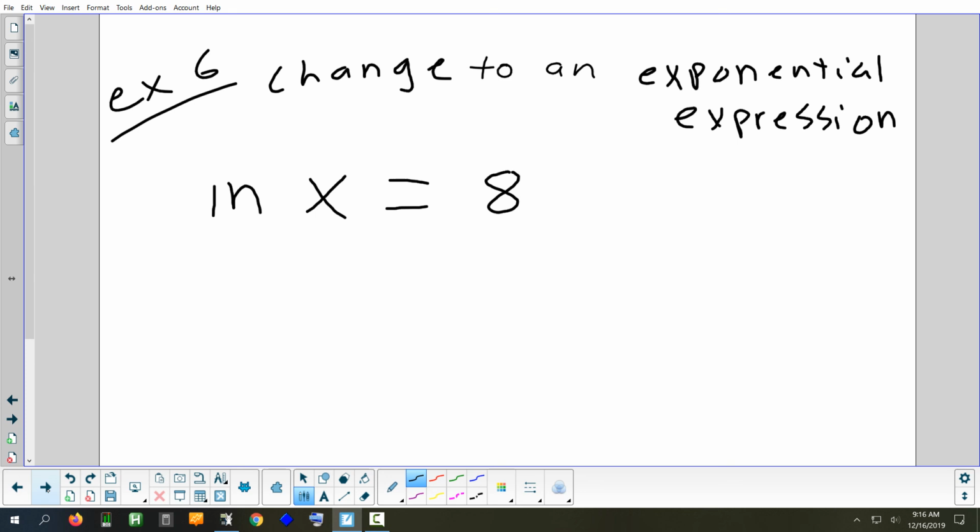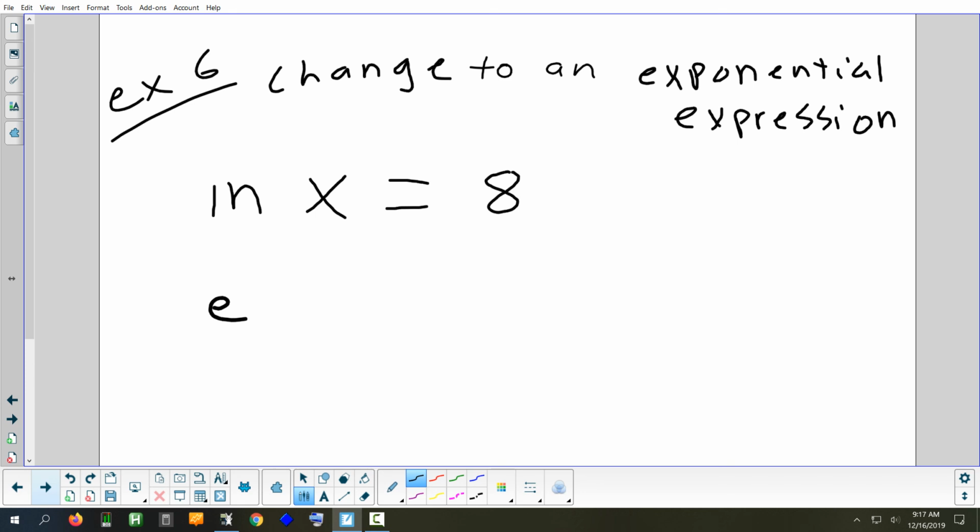Okay, so now that we know what ln means, I want to change this to an exponential expression. Now, what you got to be careful about is the base. The base is hidden. Remember what we just said. ln is hiding a base of what letter? E. Okay, the base is hidden. So you have to know what ln means. So Andrew just told us our base. E is the base.